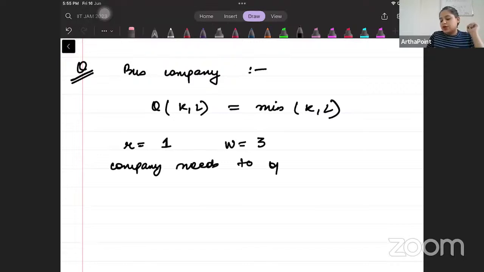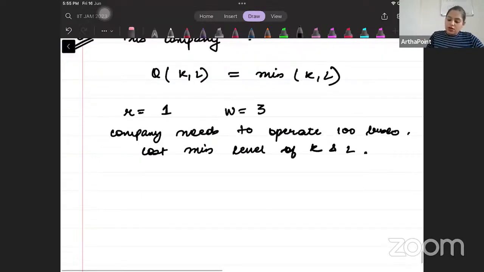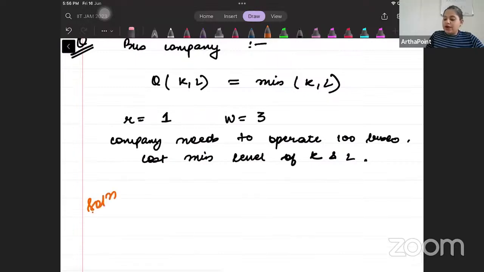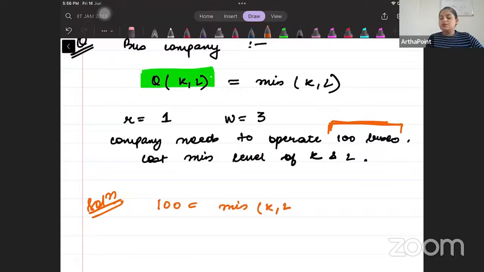100 buses. The question is: find the cost minimizing level of K and L. Again, let's try the question together. So beta, I need to operate 100 buses. That means I am given that Q is 100. So I will have 100 is equal to min of K, L.